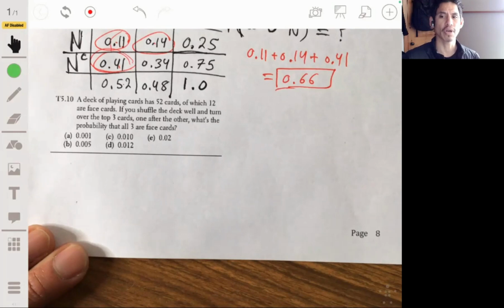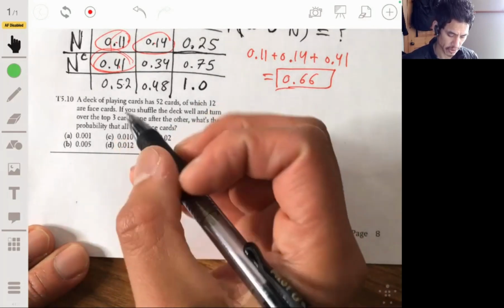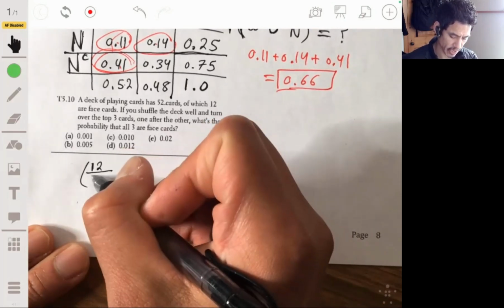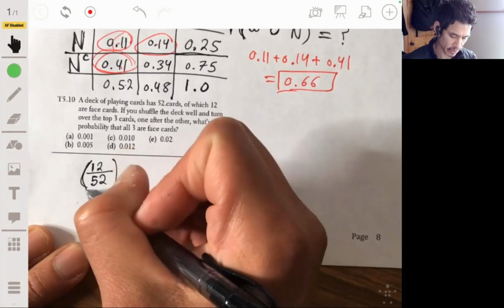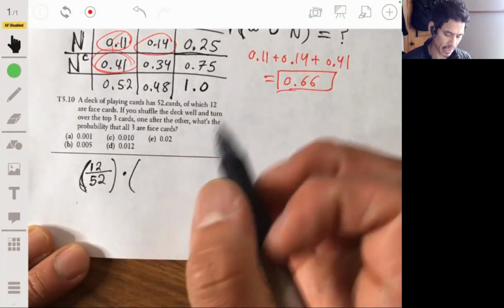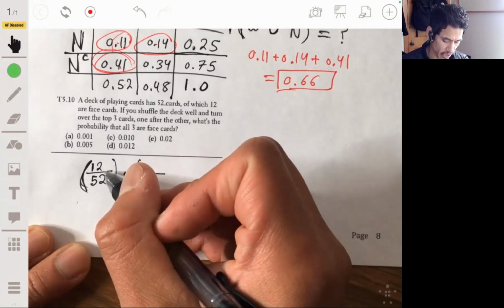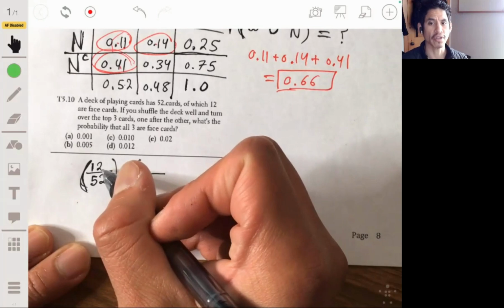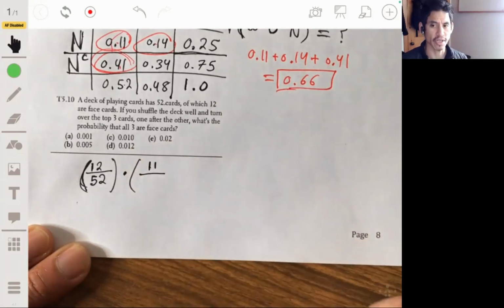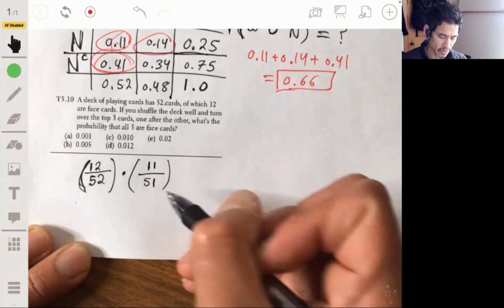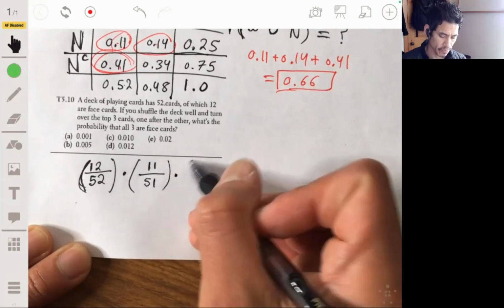Okay, so for this, we're going to use the probability multiplication rule, where you just multiply one event by the others. So out of 52 cards, 12 are face cards. So the probability of getting a face card on the first draw is 12 out of 52. Then we're going to multiply this by the probability of getting a face card on the second draw, given that you got a face card on the first draw. Since you got a face card on the first draw, there's only 11 face cards left. And since you drew a card, there's only 51 cards left. So you're going to multiply that by 11 over 51.